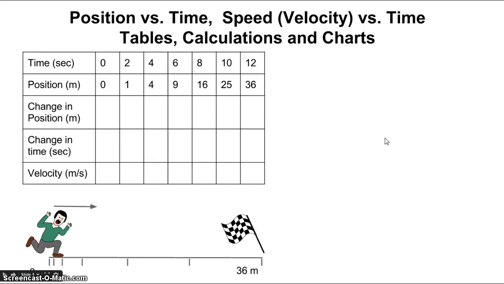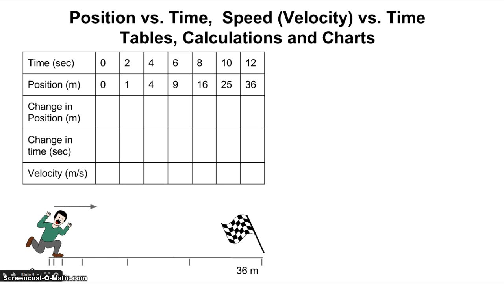Hey physicists, this is going to cover material from 1.2 distance and time, making graphs, and 1.3 speed. We're going to put those together so we actually make a speed graph. Let's go with a little review of our position versus time.